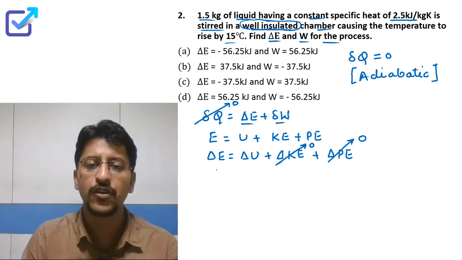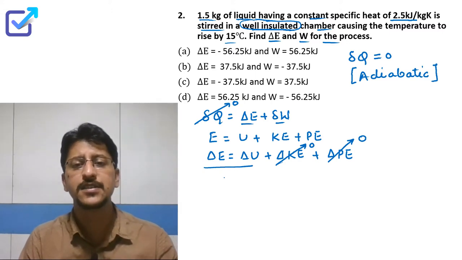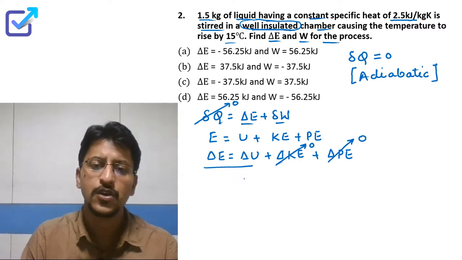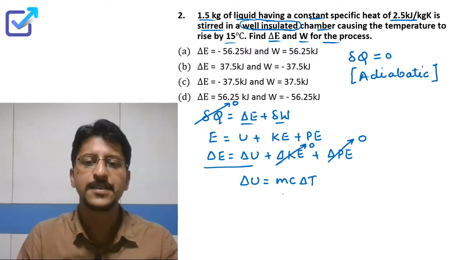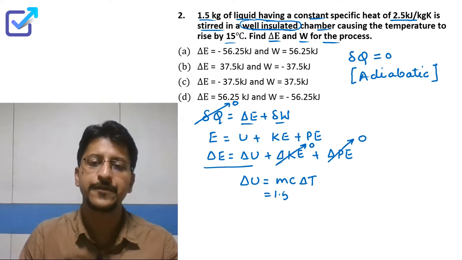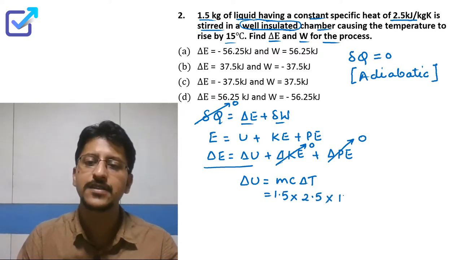Okay, so we are left with only this, that is, the change in total energy is the change in internal energy only. So this is equal to mc delta T, where m is the mass, given as 1.5, c is given to us as 2.5, and delta T is given to us as 15. This is positive, because it is a change.